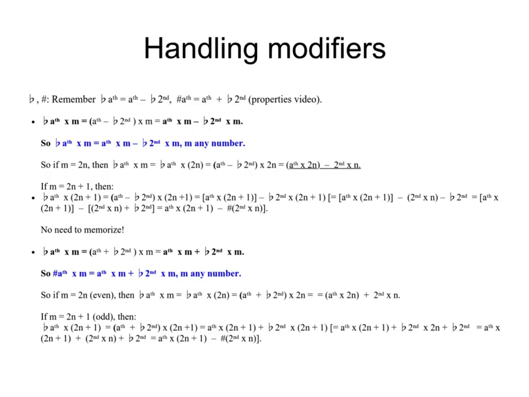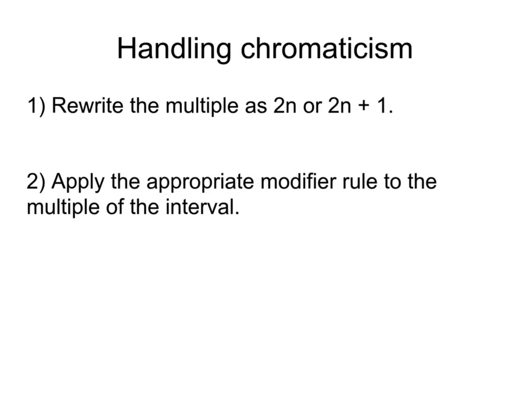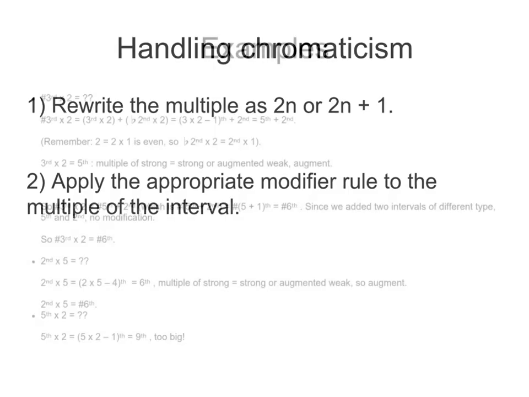You can go through all this to see how we got the result, but you don't have to remember all that stuff. It's very simple. You rewrite the number you're multiplying the augmented or diminished interval by in the form 2n or 2n plus 1, depending on whether it is even or odd. And then you apply the appropriate modifier rules. Or, if you just remember how to handle minor seconds being multiplied, remember that when you diminish an interval, you're subtracting a minor second, and when you're augmenting one, you are adding a minor second. There really isn't any more to it than that.